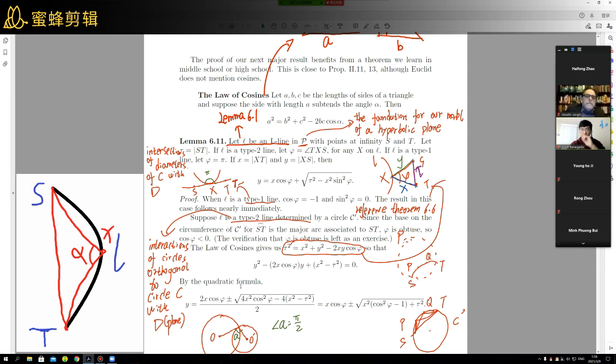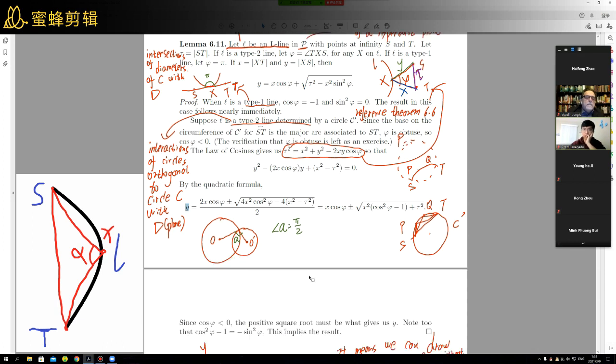When we get this part, by the quadratic formula we get y equal to this formula, which I think is y equals minus b plus or minus the square root of b squared minus 4ac, over 2a, the simple square root formula. And that's it. That's how we get this formula for the type 1 line and type 2 line.